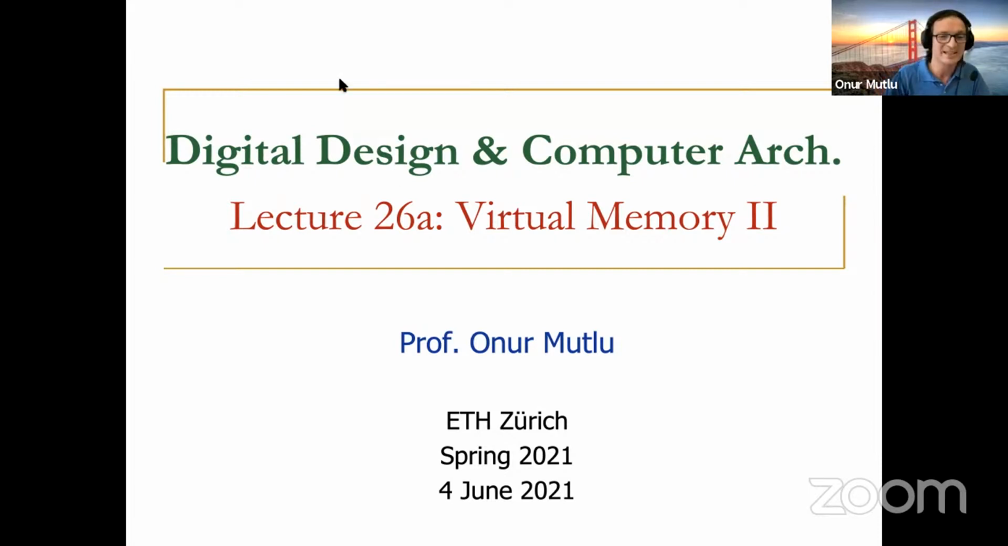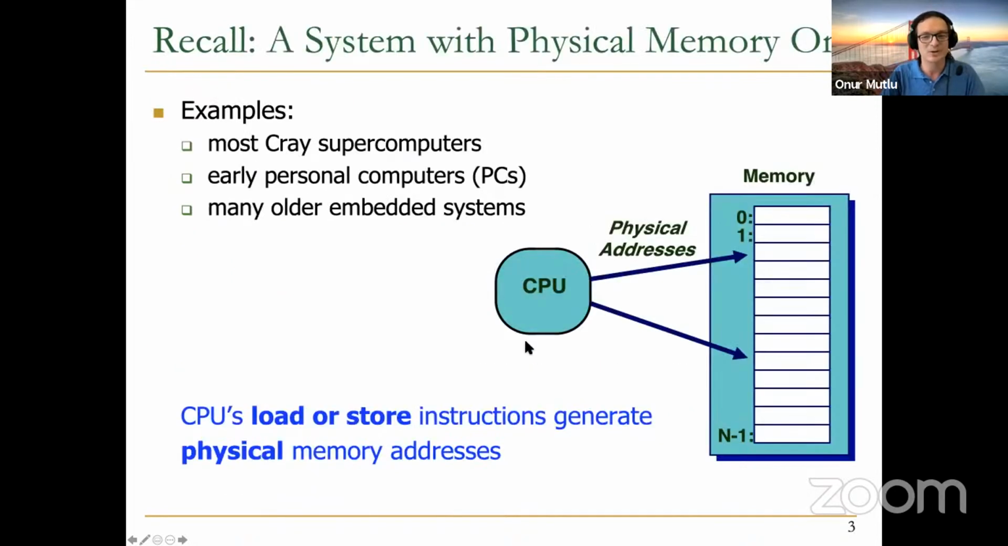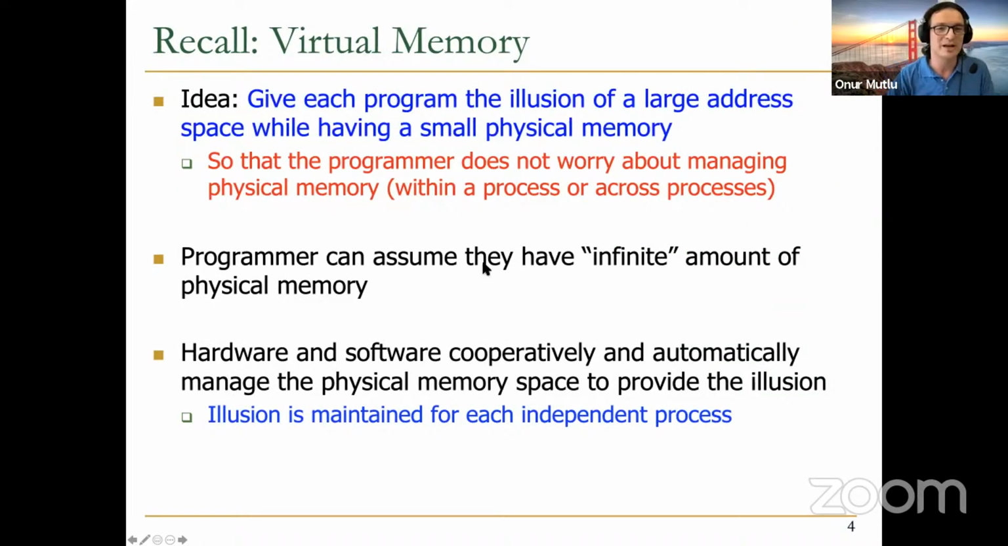Okay, so let's jump in. I'm going to go through this relatively quickly. You know that you have some readings that would help. And recall in the last lecture, we introduced the downsides of direct physical addressing from load and store instructions. I'm not going to discuss that again, but virtual memory gets rid of a lot of those downsides. Direct physical addressing has issues with relocation, isolation, protection, as well as the programmer being involved in managing memory.